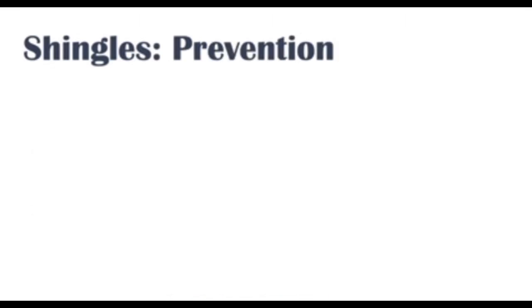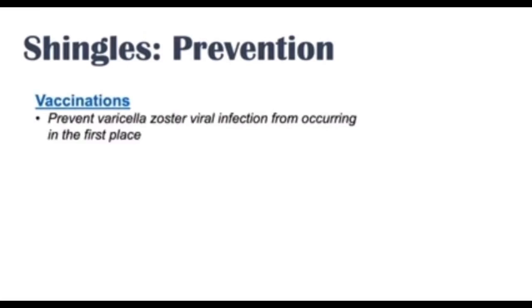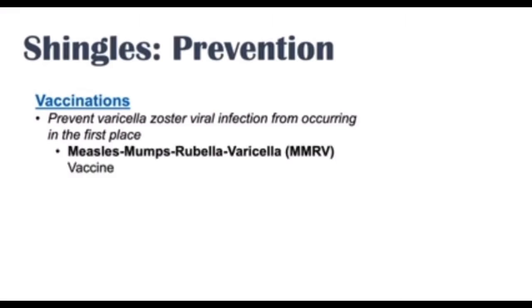So now that we've talked about treatment of shingles, we can talk about prevention of shingles in the first place. So prevention involves vaccinations. So we can prevent varicella zoster viral infection from occurring in the first place. So again, as we mentioned before, we need to have a prior infection with chickenpox in order to get shingles. So if we actually prevent getting an infection with chickenpox, we can prevent shingles in the future. So the vaccine, measles, mumps, rubella, varicella, or MMRV vaccine, can help reduce the likelihood of getting a chickenpox infection early in life. So MMRV vaccinations have reduced the chances of getting chickenpox infections.